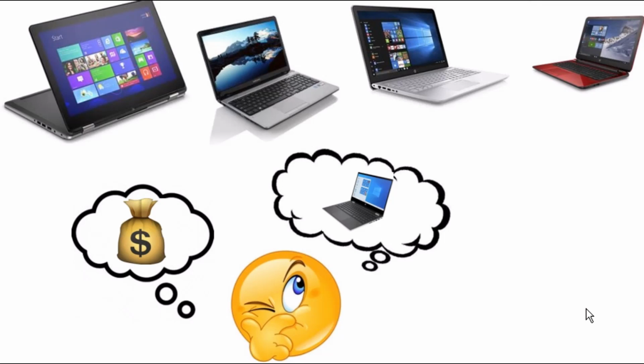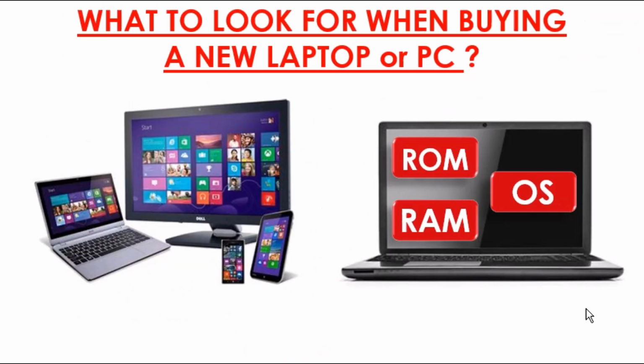There are key specifications to consider when buying either a laptop or a personal computer. The key specifications to consider when buying a laptop or a PC are the operating system, the RAM, and the ROM. Many people usually interchange the functions of the RAM and the ROM because they don't know their differences and end up buying laptops with low or poor specifications.